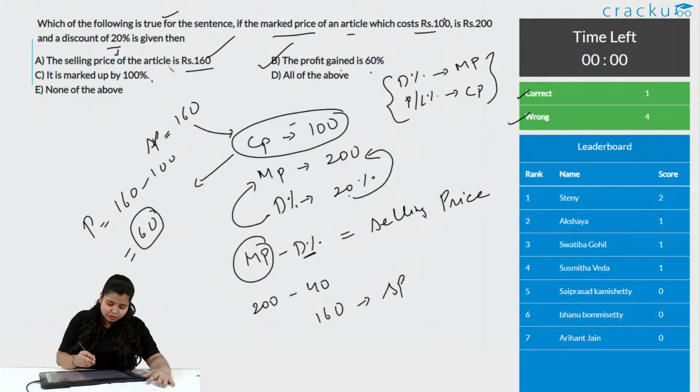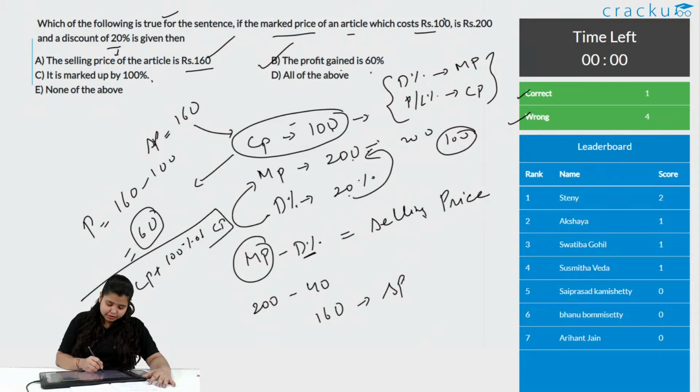Now, let us check this one. The marked price given is 200, the cost price is 100. What is the difference? It is 100. That means it is marked 100% up. 100% up means CP plus 100% of CP. So, this will make it 200, right. So, even this is correct. That means all of the above is correct.